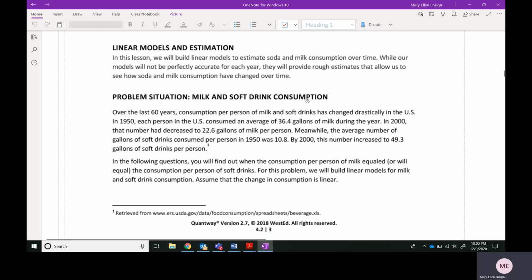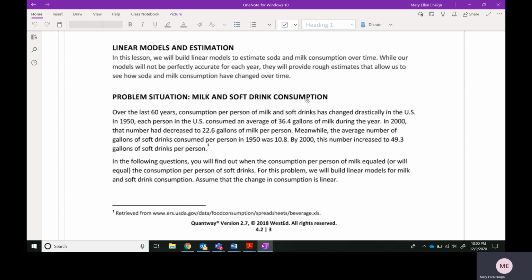Okay, so it says in this lesson, we will build linear models to estimate soda and milk consumption over time. While our models will not be perfectly accurate for each year, they will provide rough estimates that allow us to see how soda and milk consumption have changed over time. Over the last 60 years, consumption per person, so consumption just means how much is consumed, how much is used, or in this case, how much milk and soft drinks people drink, has changed drastically in the US.